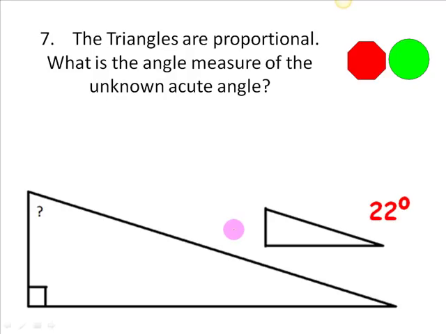Okay, the triangles are proportional. What is the angle measure of the unknown acute angle? Click on the stop sign.